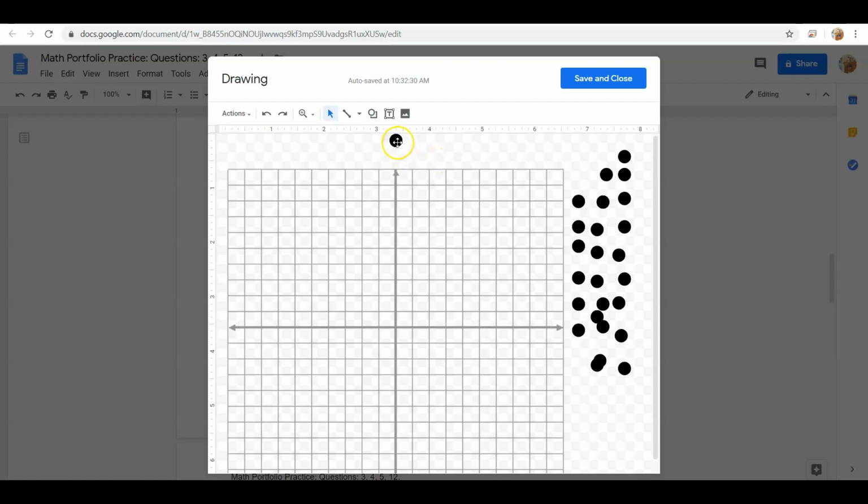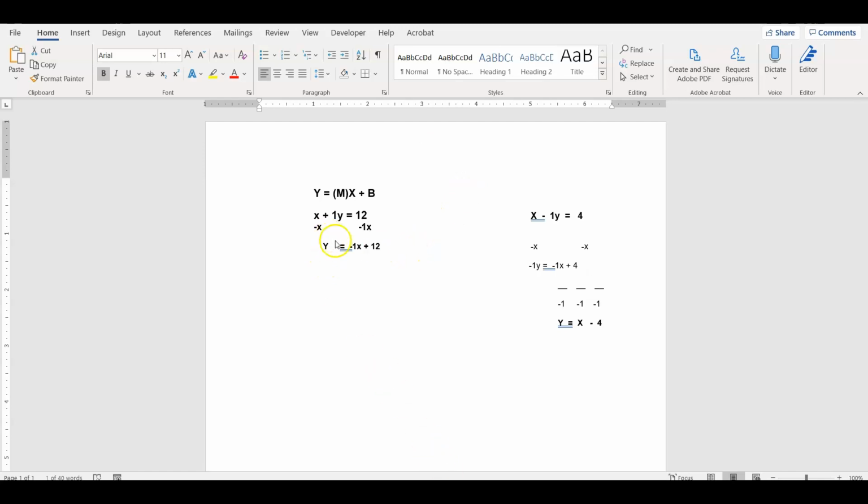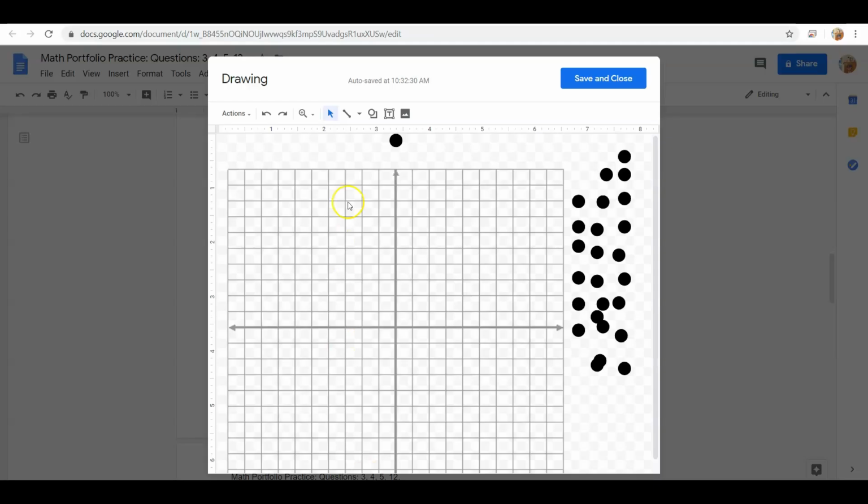Okay? That's the first coordinate, the y-intercept. Now I need to figure out, using the slope, m, how to move along the graph using this line. So if my y-intercept is 12, and my slope, where m is -1, then that tells me the slope is negative. So my line is going to be going this way, down, right? Negative slopes go like this, where my cursor is going.